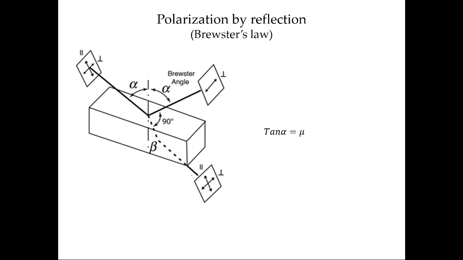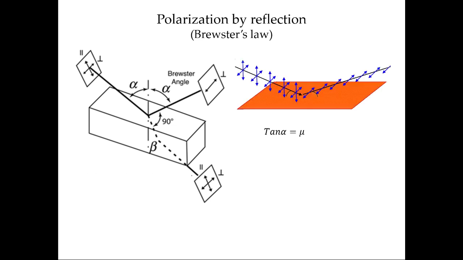In this method, if an unpolarized light wave is incident on a transparent medium at a specific angle of incidence known as Brewster's angle or angle of polarization, then the reflected light is fully polarized. The vibrations of the electric vector in the reflected light are parallel to the reflecting surface. The transmitted light is partially polarized in this case.